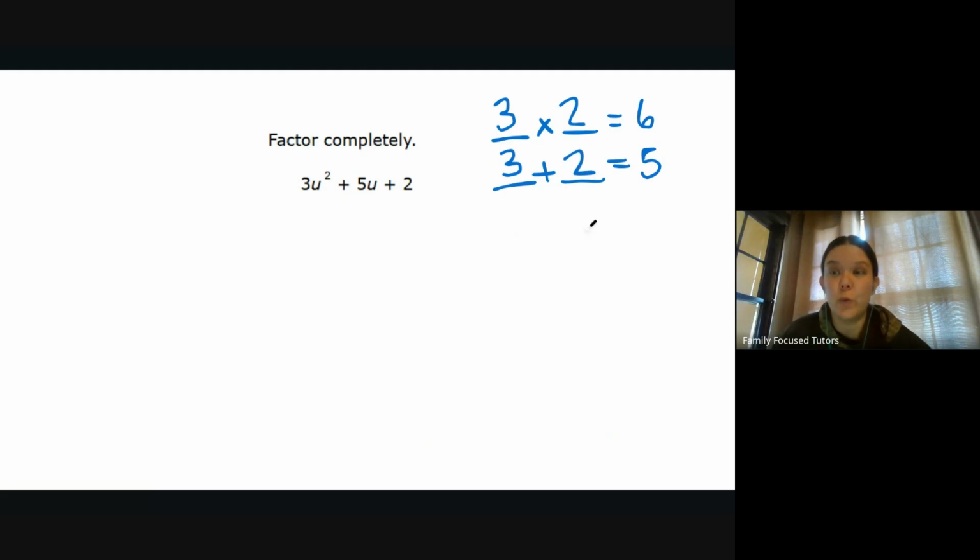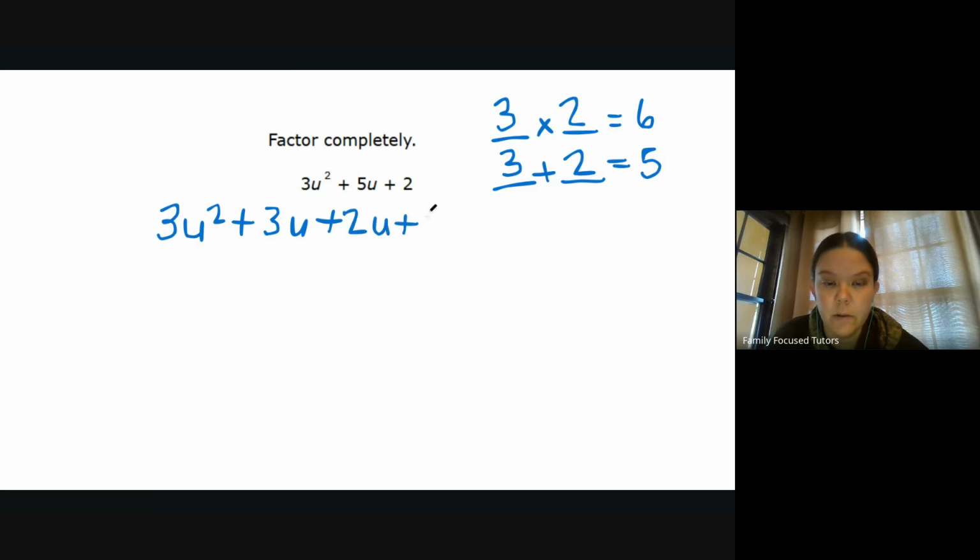Okay, so this is the one where we split the b because there's a coefficient in front of our first term. So we rewrite it as 3u squared plus 3u plus 2u plus 2. So I split the b into 3u and 2u. Now we make our parentheses. So now we group with parentheses: our 3u squared plus 3u and then our 2u plus 2.